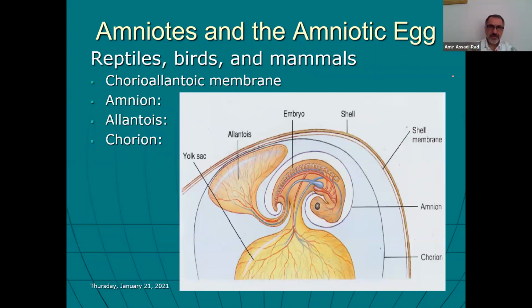Right here, you can see the allantois, with a lot of blood vessels, for exchange of nutrients and gases. But you have the embryo, you have the chorion, one layer of fluid-filled protection, and then you have the amnion right here, another set.